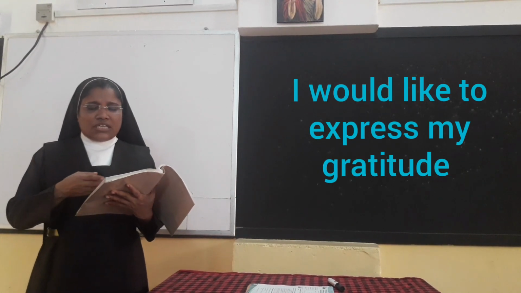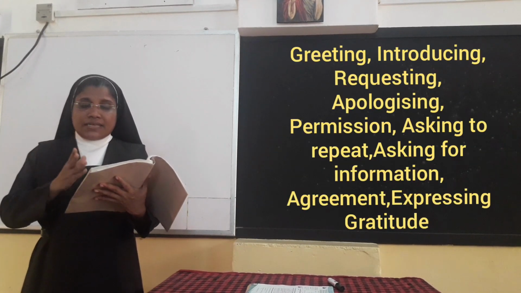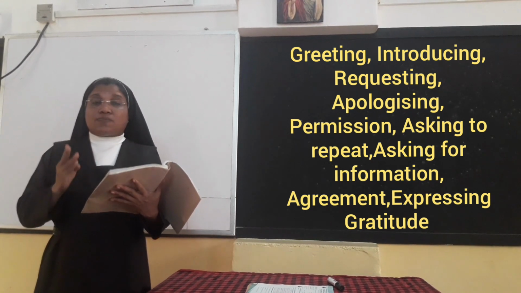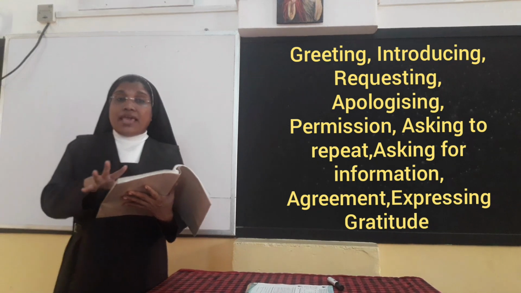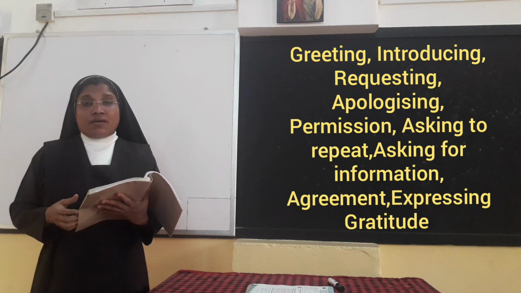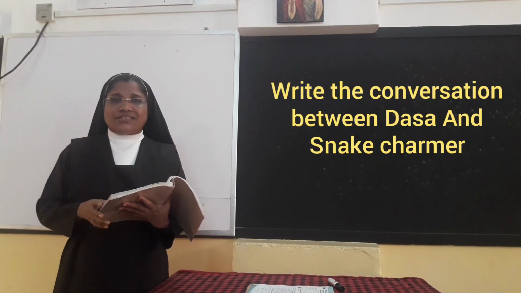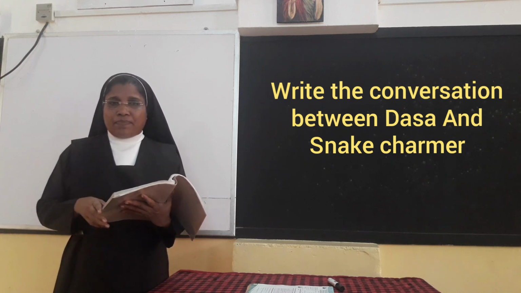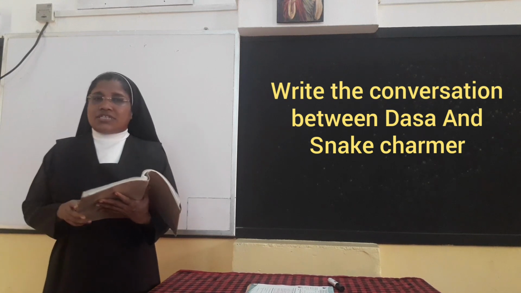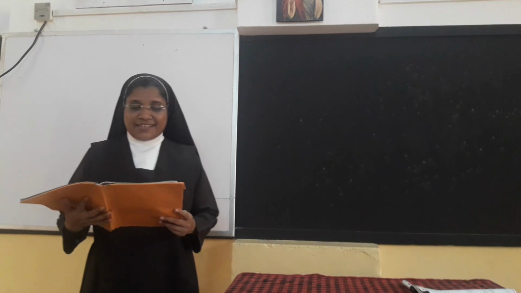So using all these 9 parts, greeting, introducing, requesting, apologizing, permission, asking to repeat, asking for information, agreement, expressing gratitude, you can make use of all the sentences and words that I have placed before you. So with these, kindly make your conversations in a proper way. You can make the conversation between Dasa and the Snake Charmer. Page number 30, the activity 6.